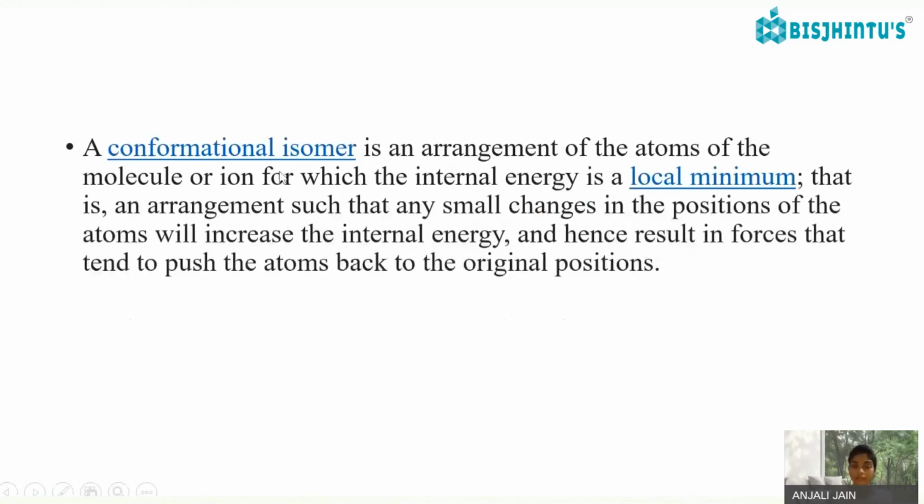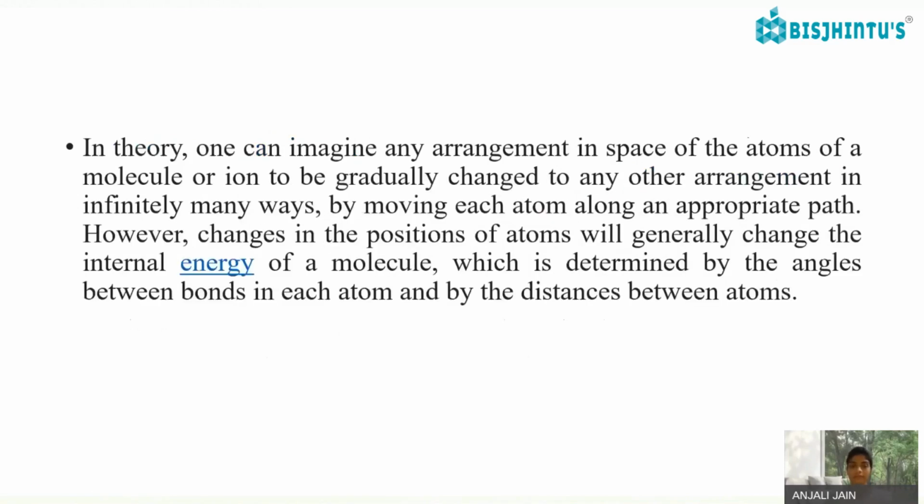Now comes the conformational isomer. It is an arrangement of atoms of the molecule or ion for which the internal energy is a local minimum. In this arrangement, any small changes in the position of the atoms will increase the internal energy and result in forces that tend to push the atoms back to the original position. Like this, one can imagine any arrangement in space of the atoms of a molecule or ion to be gradually changed to any other arrangement in infinitely many ways by moving each atom along an appropriate path. However, changes in the position of the atoms will generally change the internal energy.